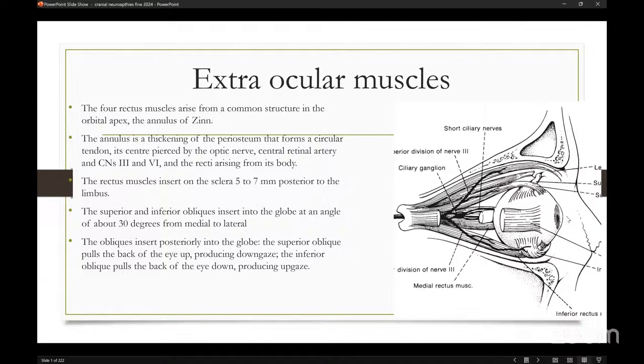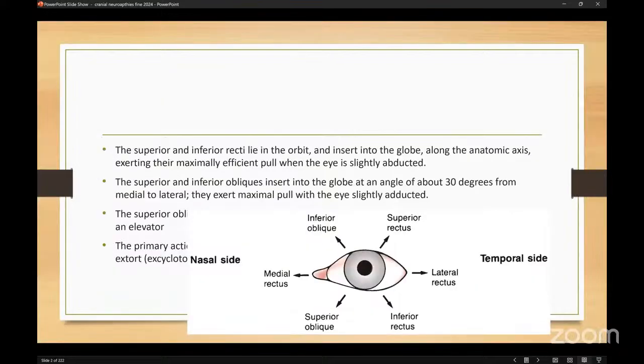Just remember, superior oblique causes down gaze and inferior oblique causes up gaze, or elevation of the eye, rather than saying up gaze. Superior and inferior recti also lie in the orbit and insert into the globe, and superior and inferior oblique insert about 30 degrees from medial to lateral.